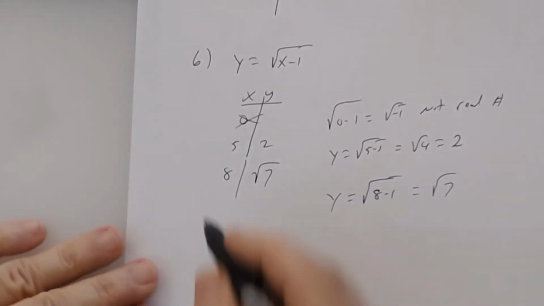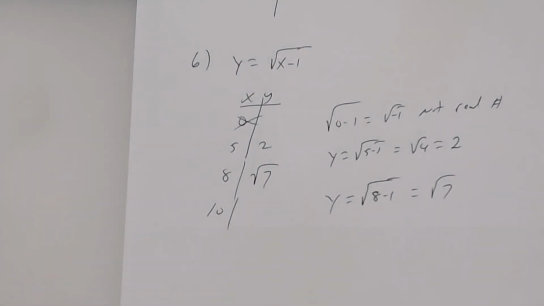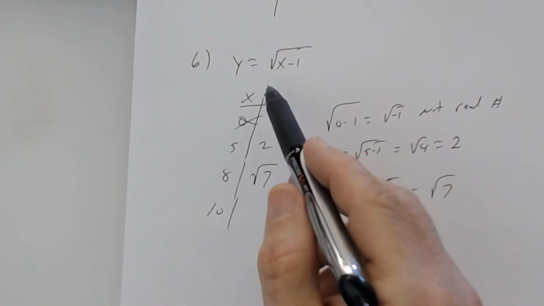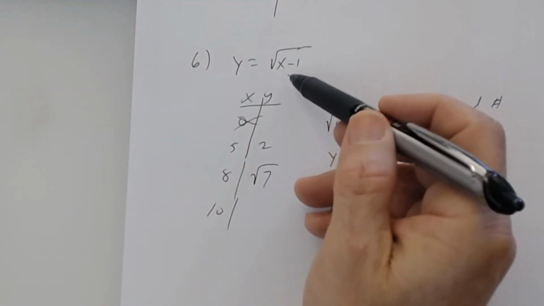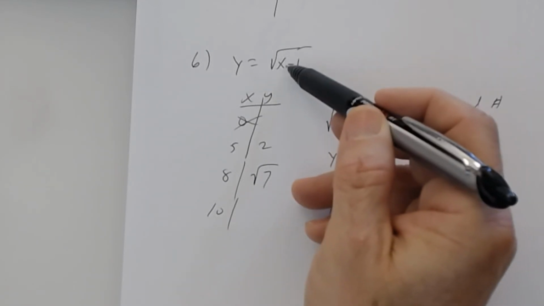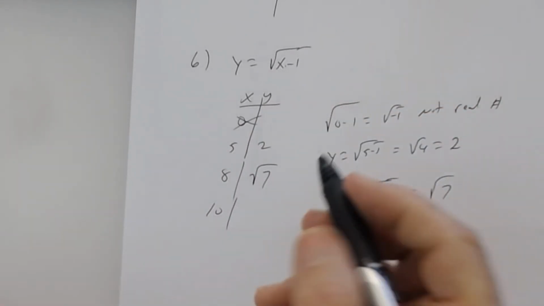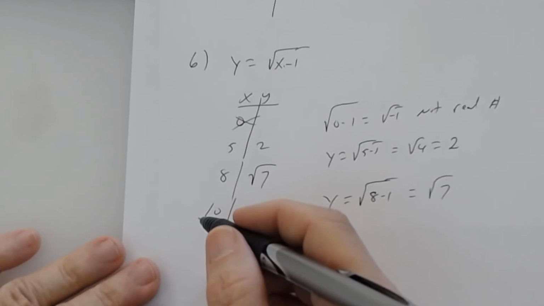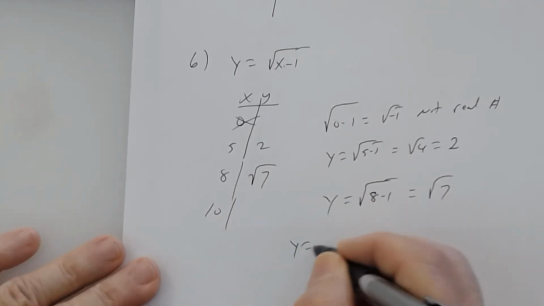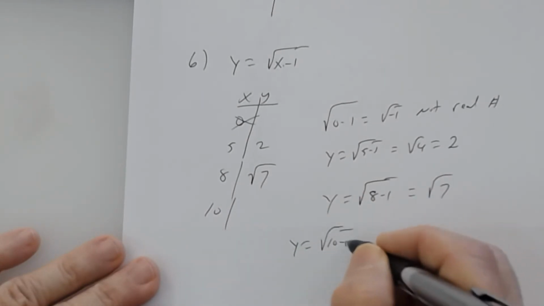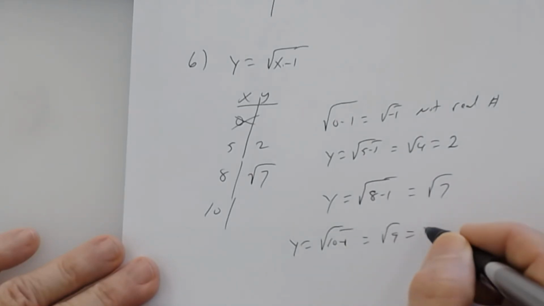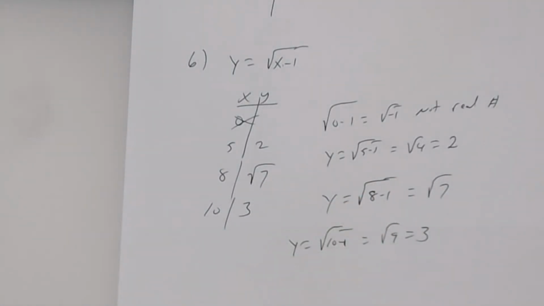If I let x be, let's say, 10, and I can't use any negative numbers, by the way. Do you see that for this one? Because if you let x be negative 2, that becomes a negative 3, and the square root of a negative 3 is not a real number. That's that imaginary number. So let x be 10. Do I get just one y value? y equals the square root of 10 minus 1, the square root of 9, which is 3. So do I get just one y value? Yeah. So what can you say? That's a function.